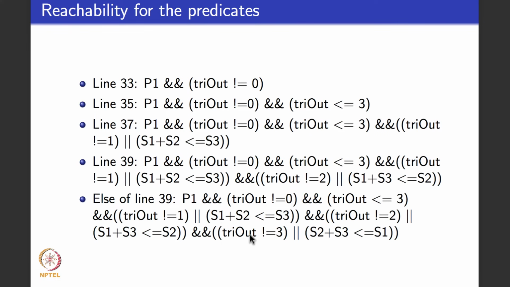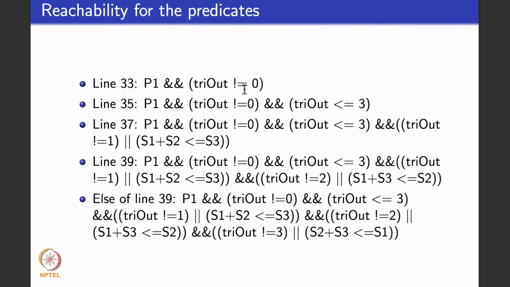So now I continue and list reachability conditions for each of the other predicates. In each of these conditions, I must be able to skip past line number 18, which is P1, and then write appropriate conditions. If you see, all these conditions deal with an internal variable tryout, and there is a condition on the value of tryout. This one says tryout should not be equal to 0. This one says tryout should be less than or equal to 3. This one says tryout should not be equal to 3. This one says tryout should not be equal to 1, and so on.